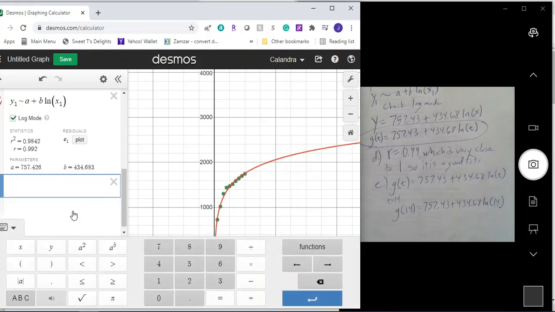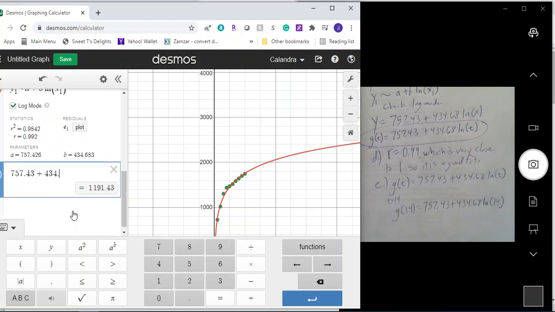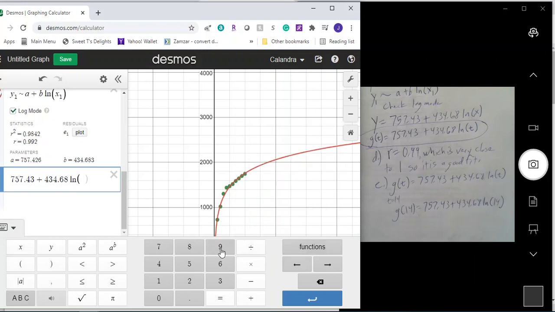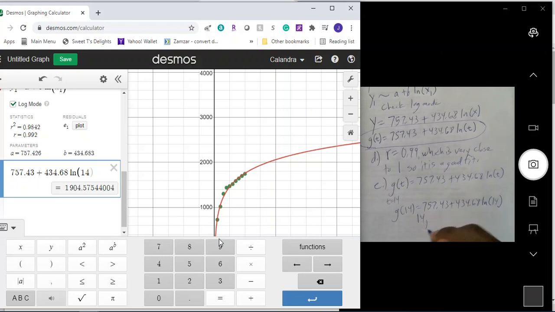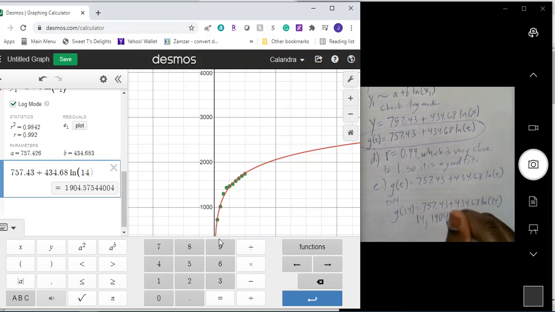We could type it in here. You could do 757.43 plus 434.68. Then we need to get the natural log of 14. And as you see, we have the same value. So our final answer would be 1904.6. And we know that that is considered to be millions as far as the shipment of smartphones. So that would be our final answer.